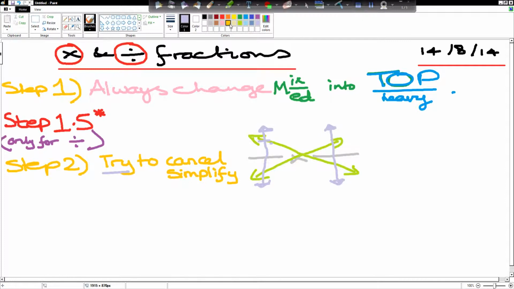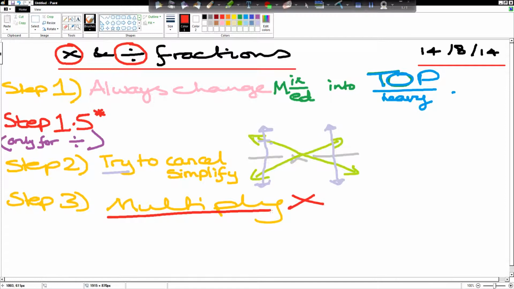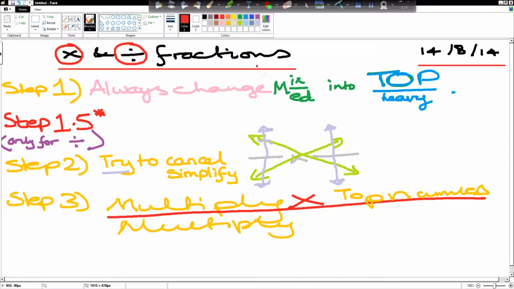And then multiply out. Okay, so we multiply the top numbers together on the top line, and then we multiply the bottom numbers on the bottom.